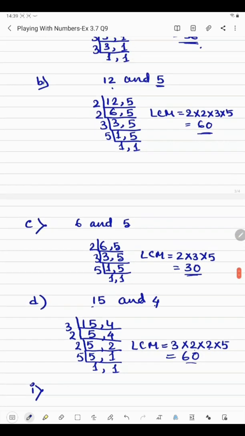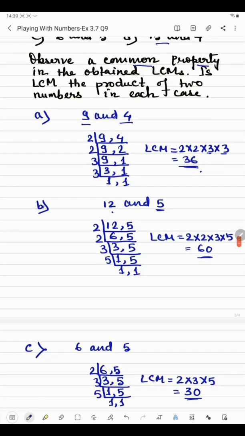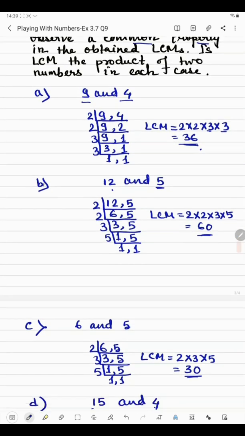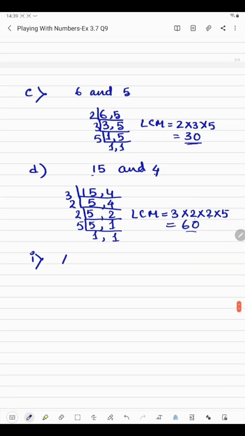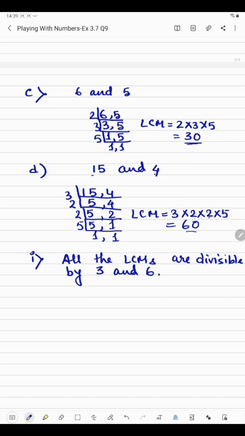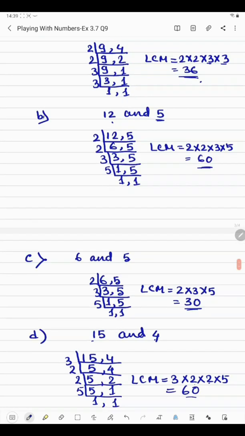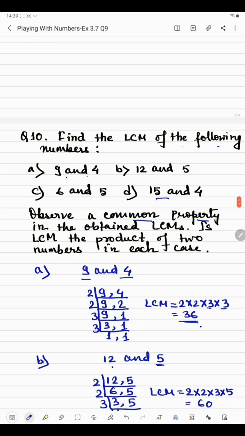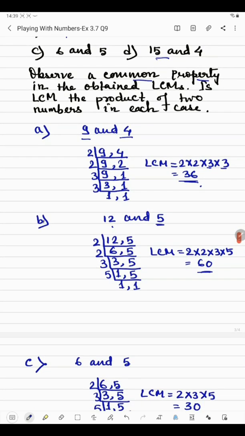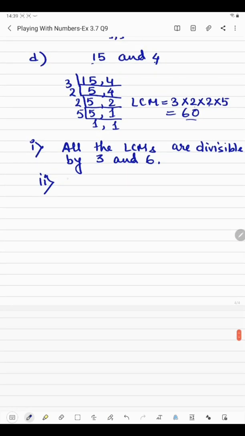The first part of the question was, we have to write what are the common properties in the obtained LCMs. So we'll write, all the LCMs are divisible by 3 and 6. Okay, and in the second part we have, is the LCM the product of two numbers? So what we have seen is that all the LCMs are the product of the numbers given. So we will write yes.